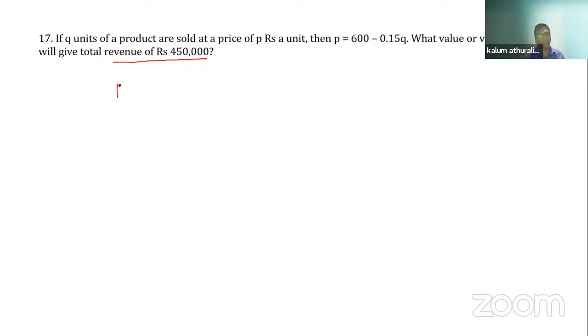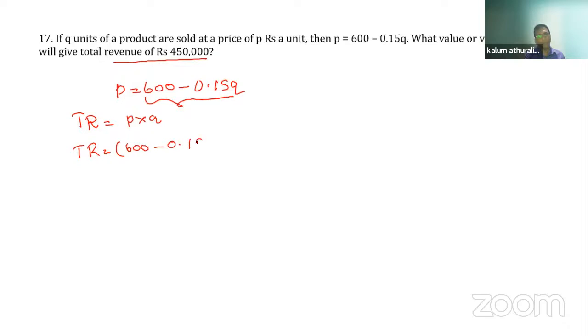We know the price P equals 600 minus 0.15Q. Now we can find the TR, total revenue. How do we find TR? P times Q. We know P, so we substitute it. TR equals (600 minus 0.15Q) times Q. Then TR is 600Q minus 0.15Q squared.